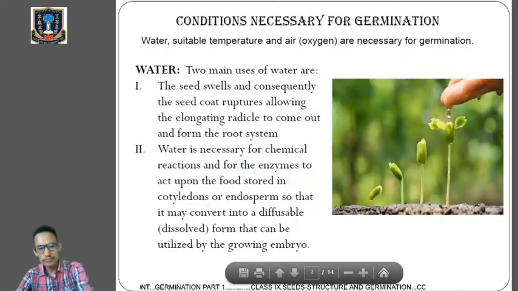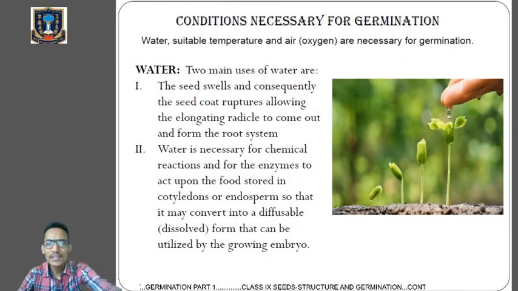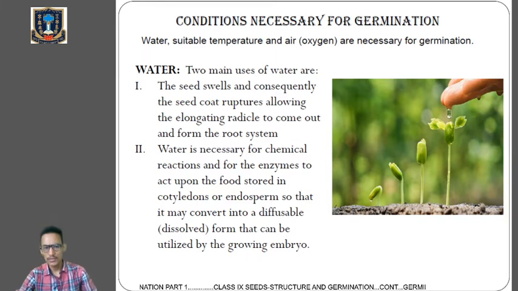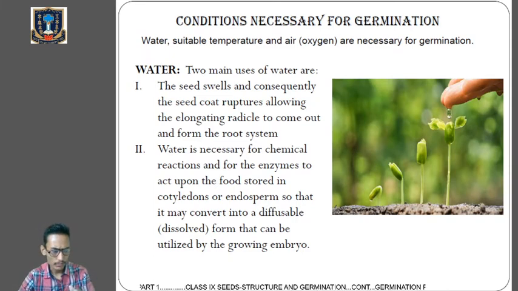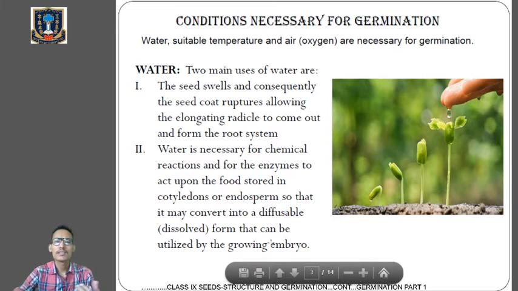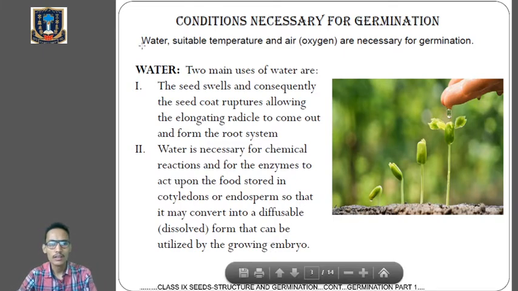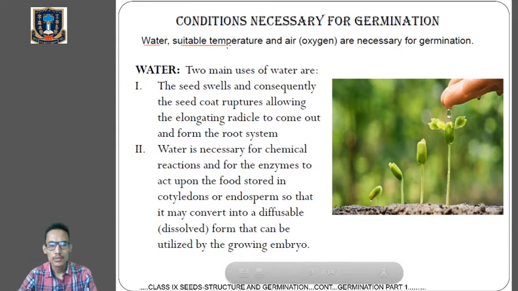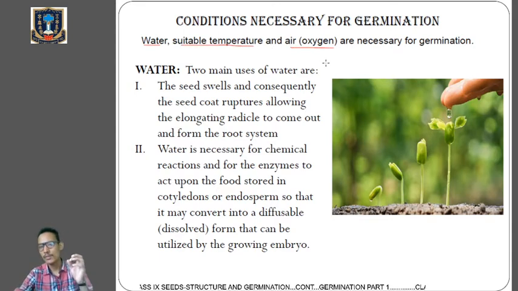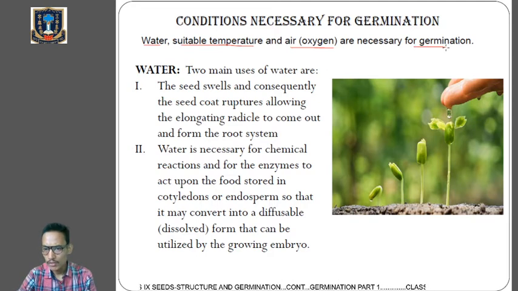Now, what are the conditions necessary for germination? There are several conditions essential for the germination of a seed. From your textbook, kindly go through page number 49. Mainly the conditions necessary for germination are water, suitable temperature, and air or oxygen. These are very essential for germination.